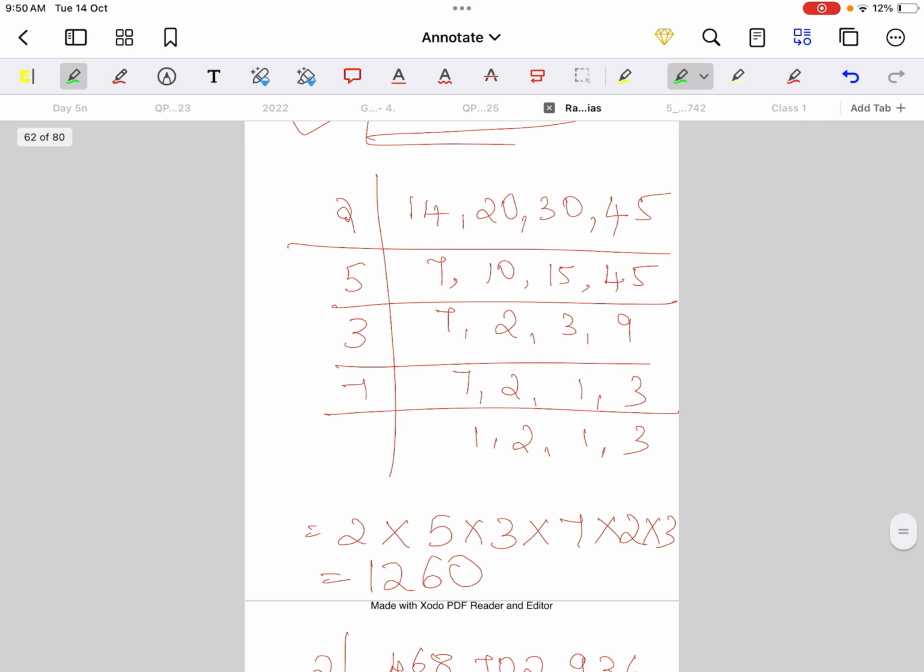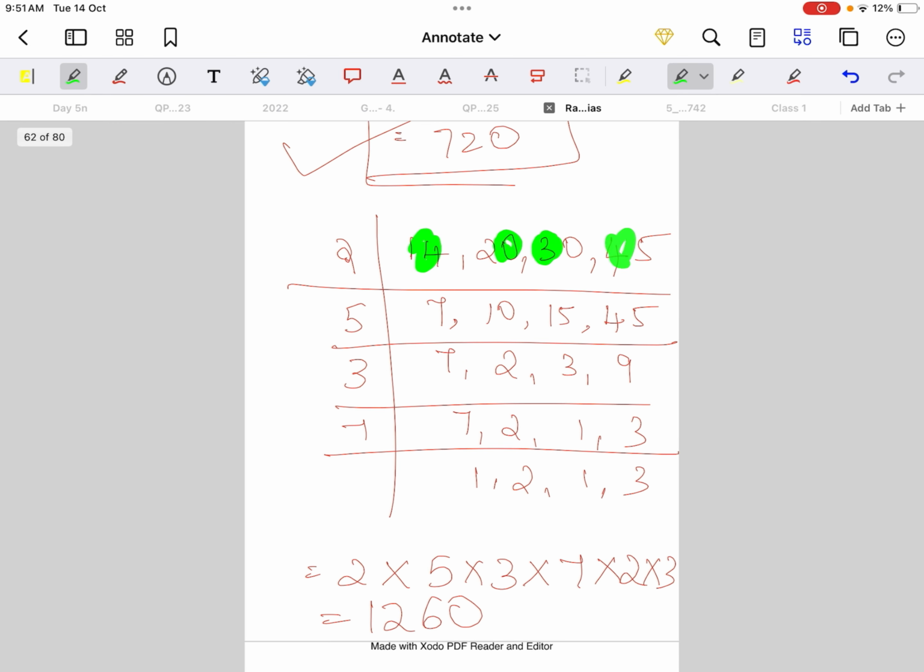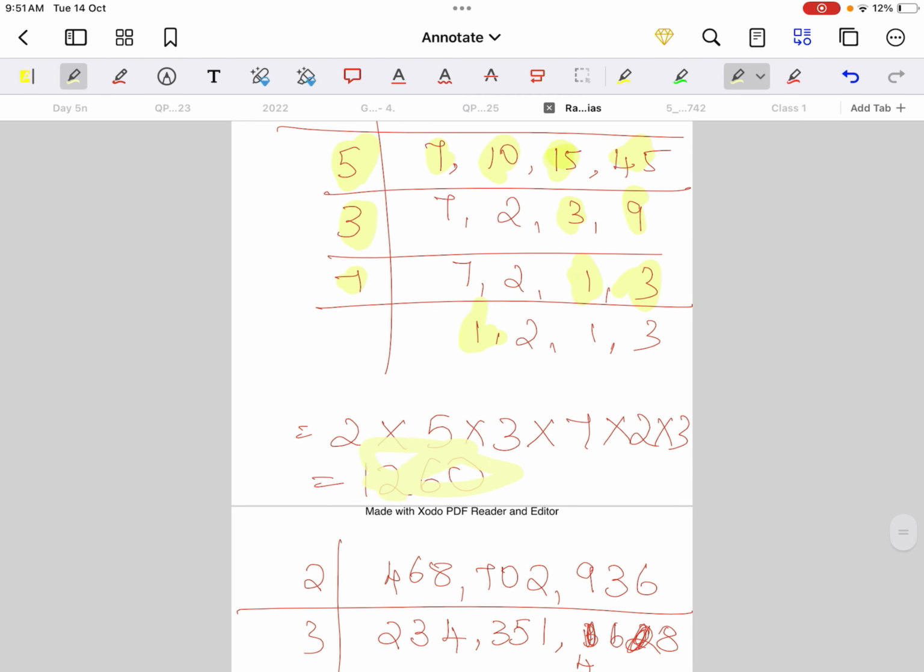Then we again saw for 14, 20 and 30 and 45. HCF for these numbers is 1 because they don't have any common factors. LCM we found. What did we do? We went for 2, 7, 10, 15, 45. We went for 5. We got 5 3s are, 5 9s are. We went for 3, 3 1s are, 3 3s are. Again 7, I took it down. Now all are prime numbers, right? A simple multiplication, I'm getting the LCM here.